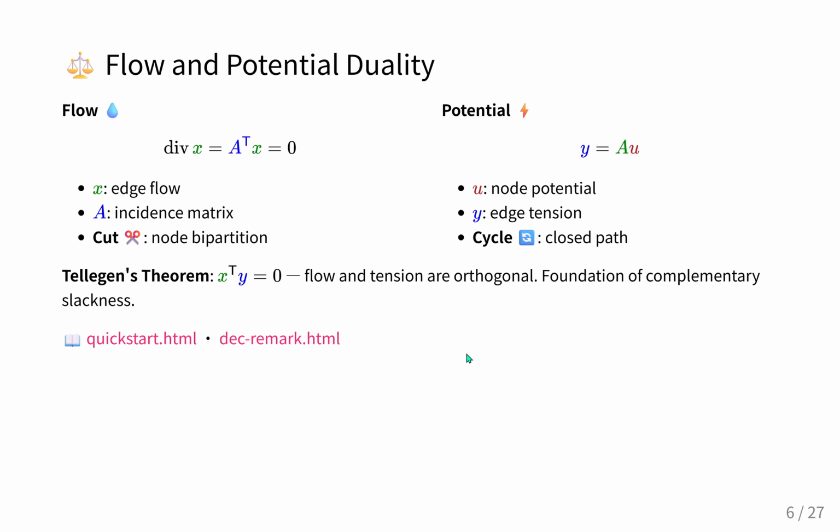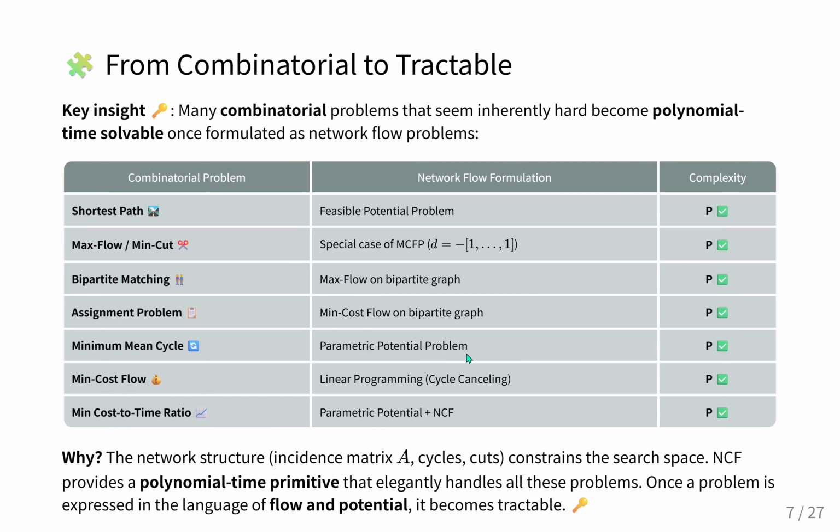Right. And here is where the presentation just completely blew my mind. It points out that there are these massive combinatorial problems that seem inherently hard. Things like bipartite matching, which is like assigning 100 different workers to 100 different specialized tasks. Right, or the assignment problem. And if you try to brute force them, they take forever. But if you formulate them as a network flow problem, suddenly they become quickly solvable in what they call polynomial time, or just P. Yeah, it's amazing.